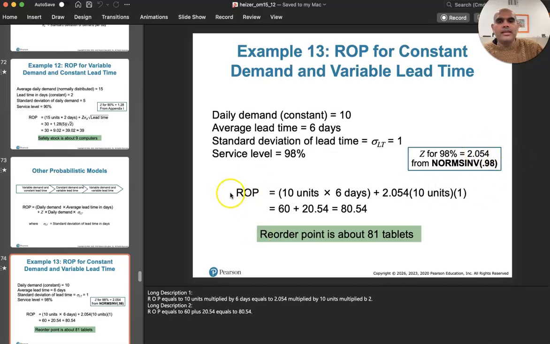Then you can calculate the reorder point again. So demand is 10 times the average lead time. So 10 times 6, which is 60. So that's the average.